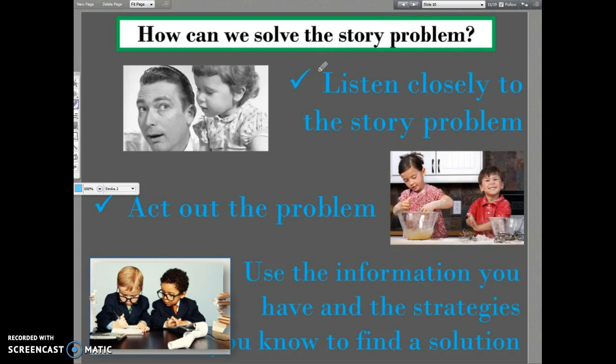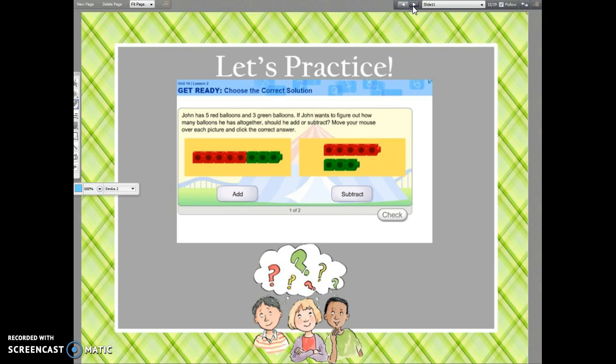How can we solve the story problem? We can listen closely to the story problem. We can act out the problem. And we want to use the information we have to help find strategies to help you find the solution. So we're going to use these strategies that we've learned, and we're going to help find our solution or our answer using those strategies. So we're going to practice.